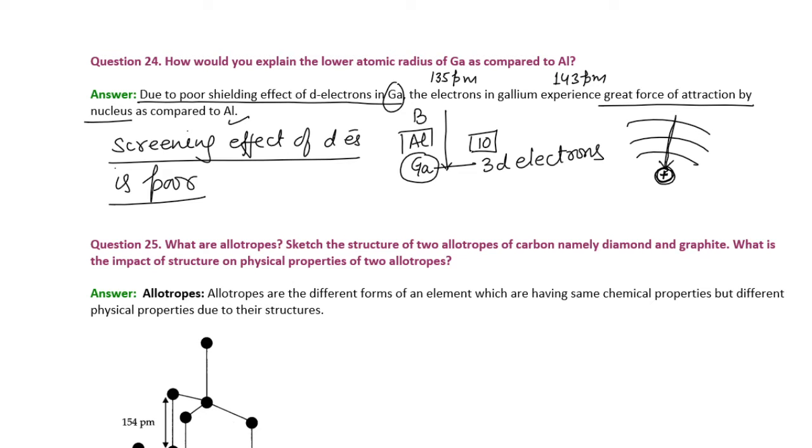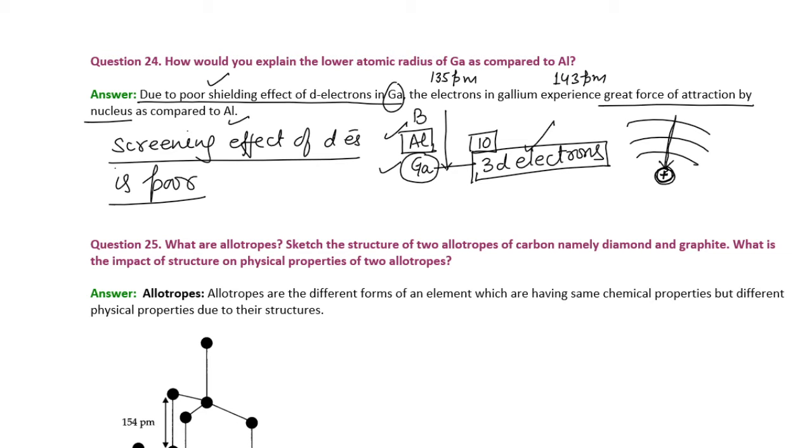Otherwise gallium should be larger in size than aluminium, but as it is smaller than aluminium, the justification is simple: due to the presence of 10 d electrons whose shielding is poor. That's why effective nuclear charge is more, and therefore it pulls the electrons towards itself. And therefore the size of gallium is smaller, right? So this is question number 24.